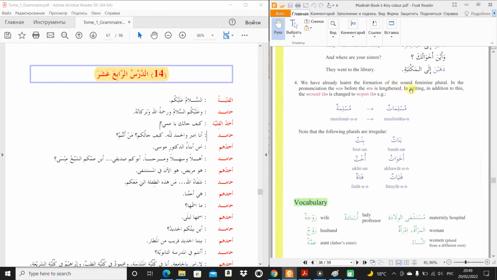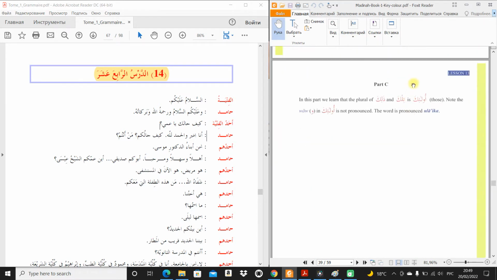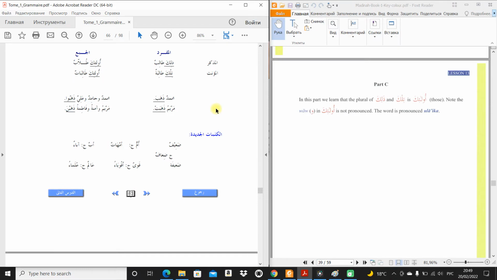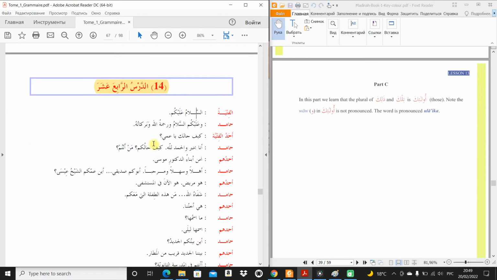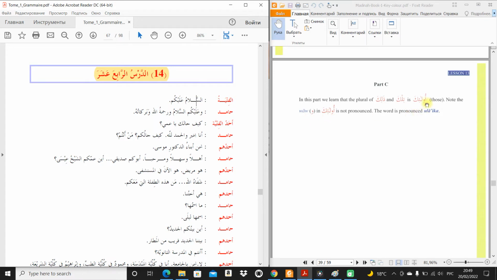So what's next? The last part was C. Well, that was quite a short lesson. It was all about أولئك, which means those. And it's pronounced in a funny way, like some letters are written but are not pronounced as usual, like أولئك. This waw is not pronounced. أولئك. That's how it is.